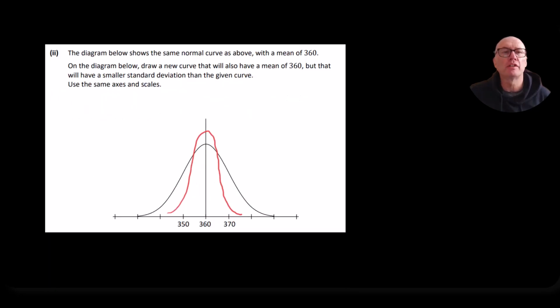In part 2, it says the diagram below shows the same normal curve as above with a mean of 360. On the diagram below, draw a new curve that will also have a mean of 360, but that will have a smaller standard deviation than the curve given. Use the same axis and scale. I've done that here as well. All you would have to do is bring these two tails in so that this new curve will have a smaller standard deviation than the original curve. It would have a smaller spread, in other words. Okay, and that's it for this question.